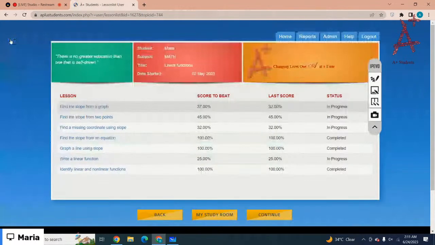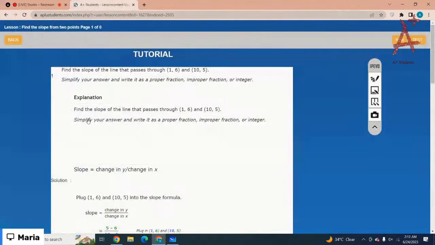The next lesson is find the slope from 2 points. Okay, first we were working on the graph. If you are given a graph, how do you find the slope? Now we are given 2 points, so that is easier. From the graph, you have to find the points and then calculate the slope. Now you are given points, which is much easier than the last one. You just have to use the points.